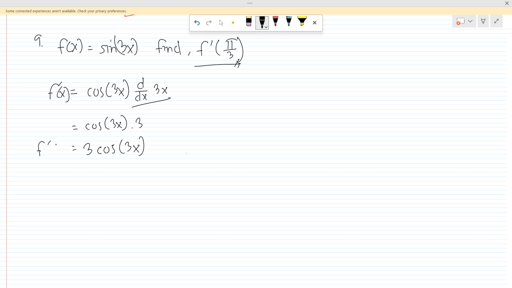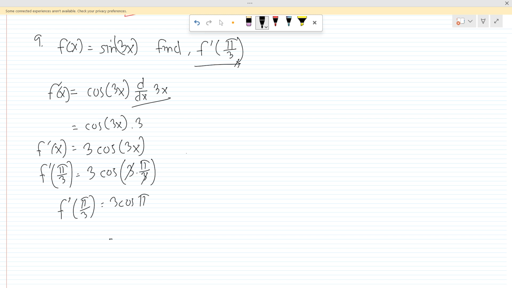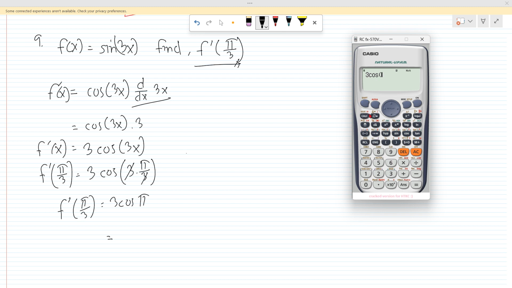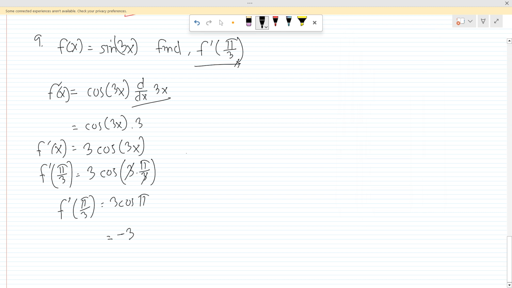So ngayon po, dahil nakuha na po natin yung f prime of x natin, you are going to substitute the value f prime of pi over 3. So in your calculator, just input, sir, 3 cosine ng 3, what is our x? Pi over 3. So f prime po ng ating pi over 3 is equals to 3 cosine of pi. So what would be the value of this one? Sige na nga, sabayan ko kayo sa calcio. Okay, 3 cosine of pi. Okay, so we have here negative 3. Do you get the same answer as mine? Yes po, sir. So the answer here is negative 3.